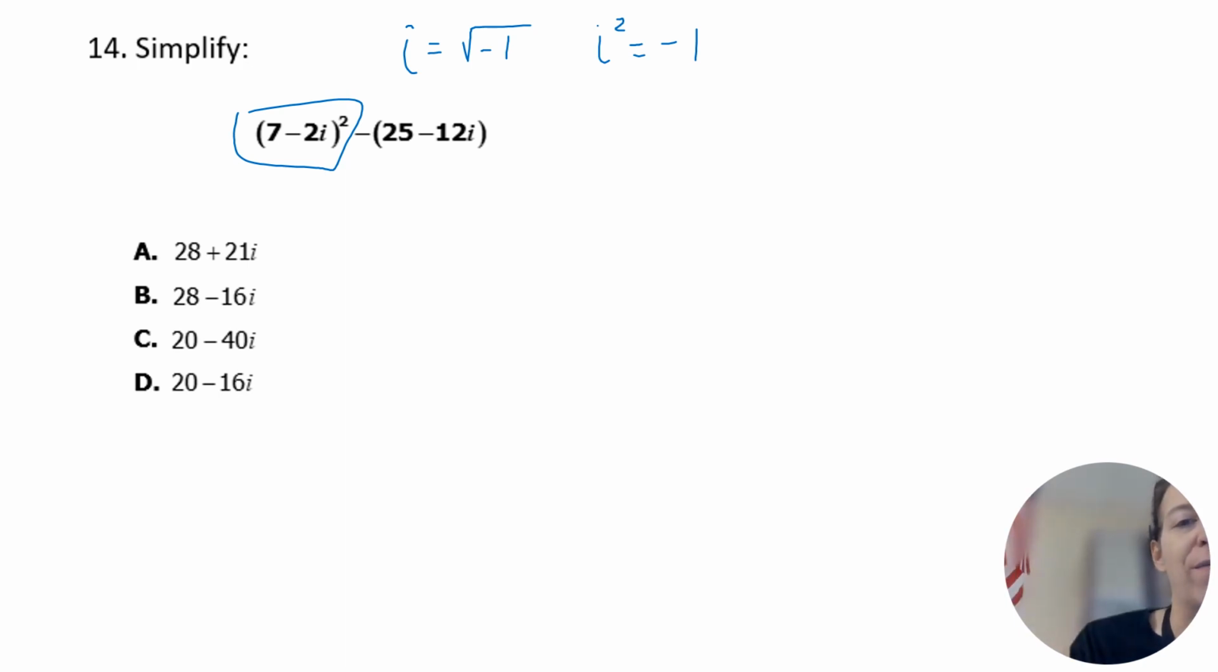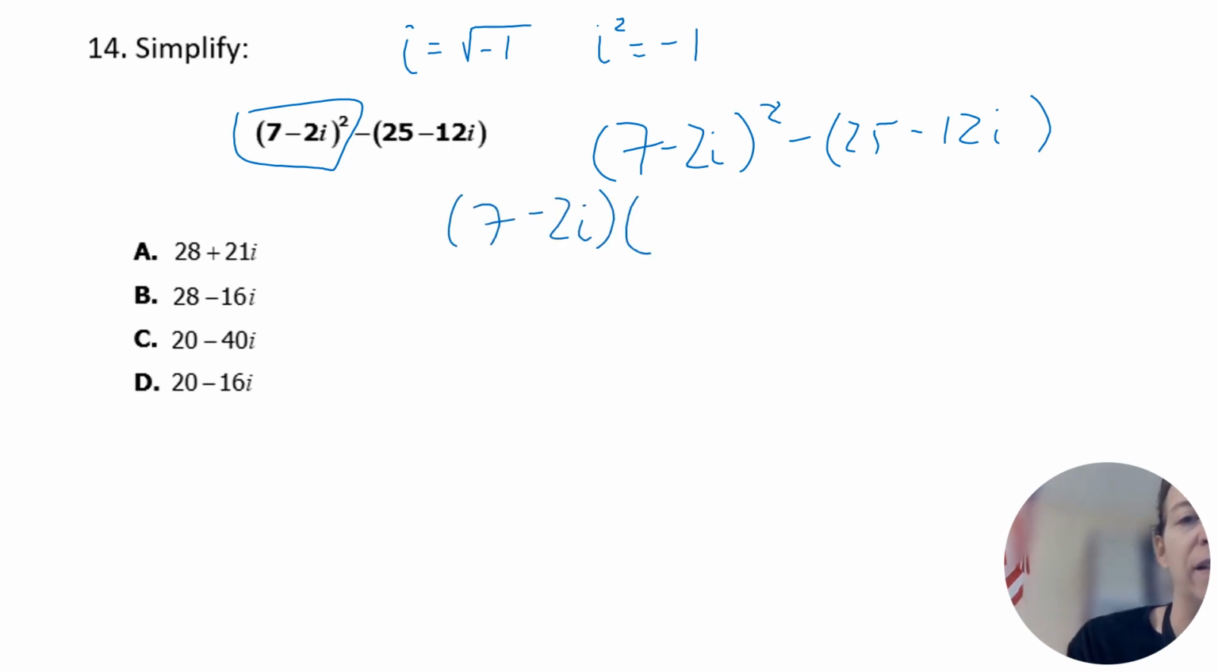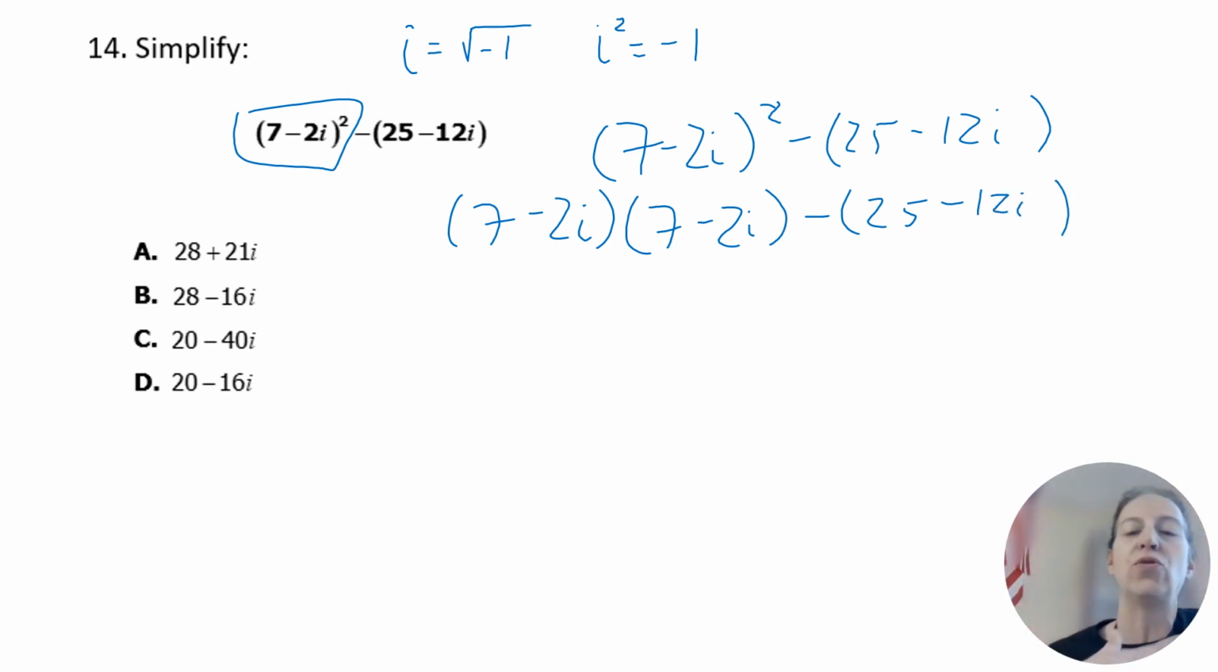This is true, you can't. Therefore, we've got to find another way around it. Let me copy the problem over: minus 25 minus 12i. I can get around it by doing this: 7 minus 2i all squared means 7 minus 2i times 7 minus 2i. Now we're actually going to do the squaring. We're going to square it, but we haven't done the subtraction, so we don't have to worry about it.